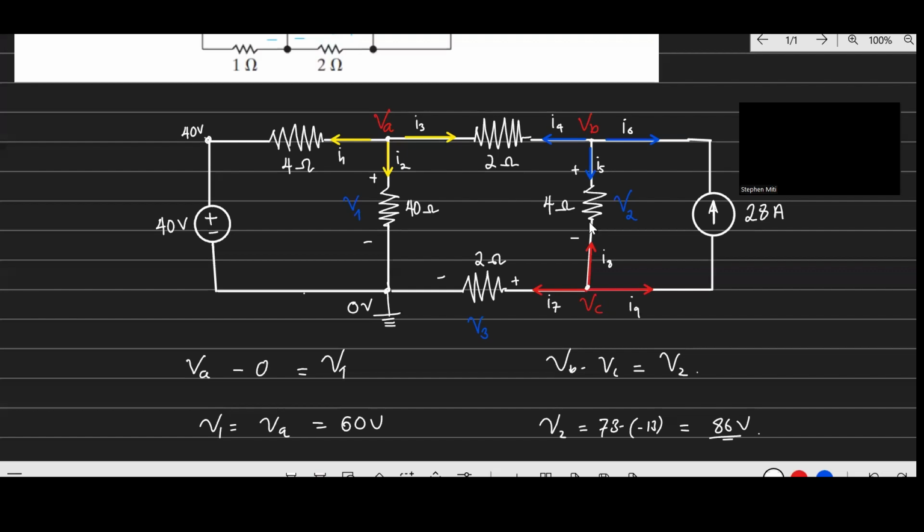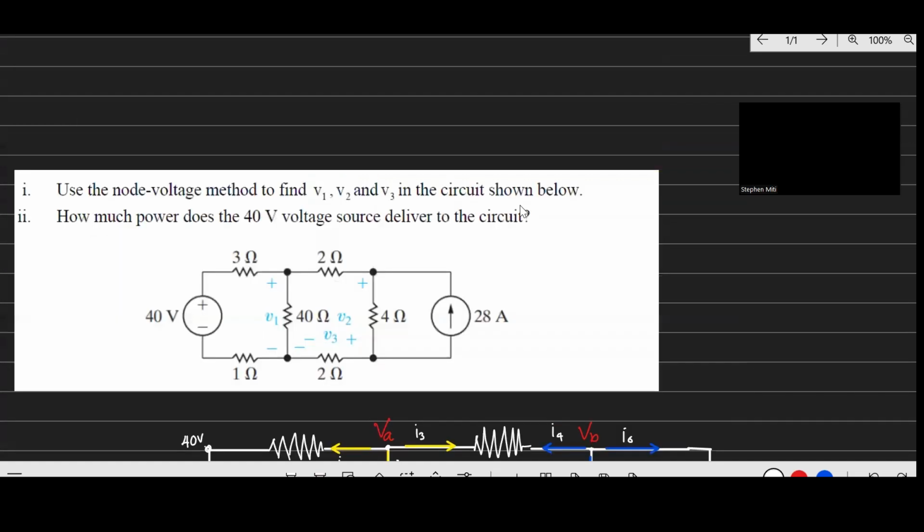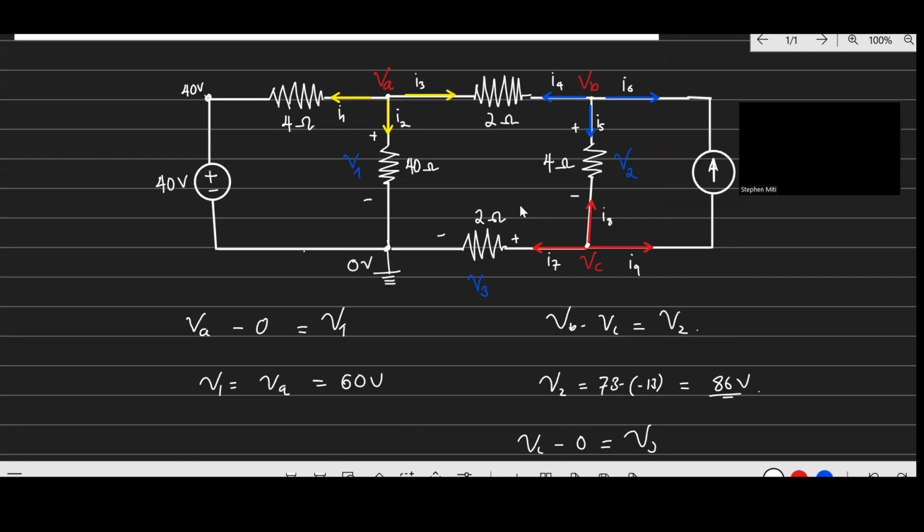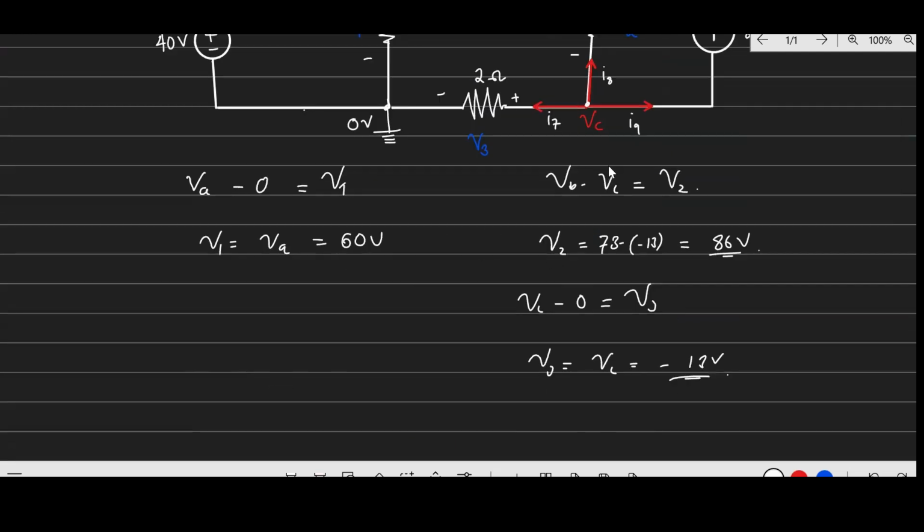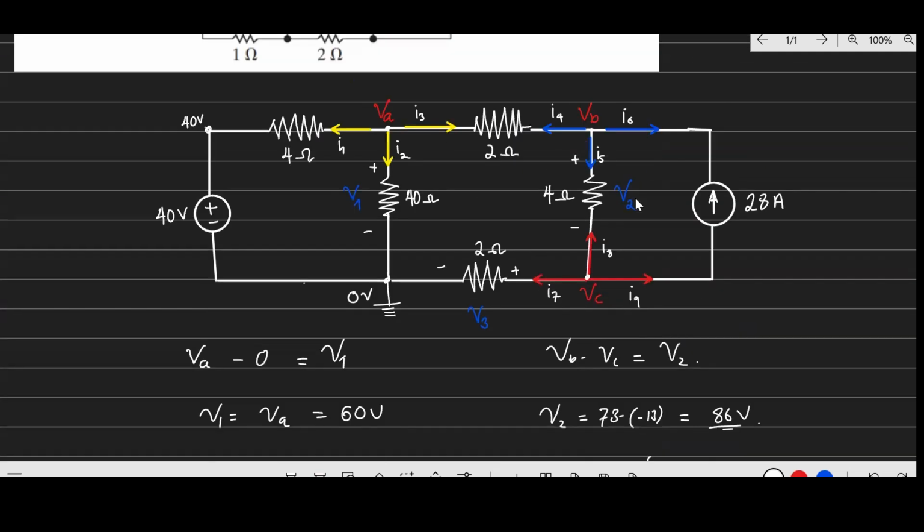So now, having found the voltages, remember the second part of the question is asking us to find the power. How much power does the 40 volts voltage source deliver to the circuit? So we need to find the power the 40 volt source delivers to the circuit. So how do we calculate that? Okay, so let's see.